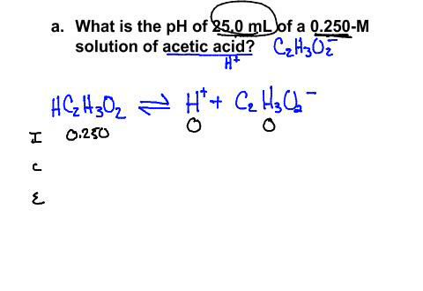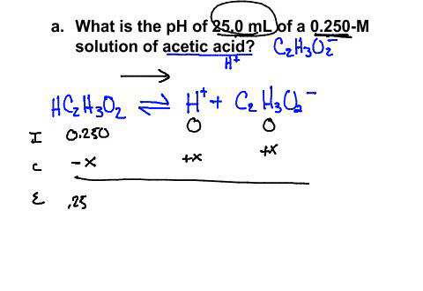0 and 0. See, well, we have it from water. Yeah, but it's so small compared to 0.250. We don't need to, this is going to diminish. Since this is 0, this reaction will shift. It's an equilibrium system to the right. So this will be minus X, plus X, plus X. And then we're going to get 0.250 minus X, X, and X.